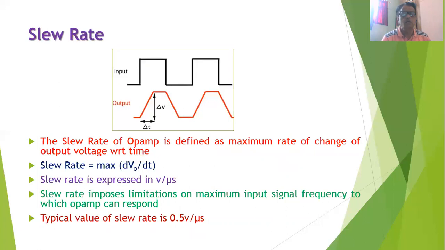The typical value of the slew rate you will find is 0.5 volt per microsecond. So slew rate is an important parameter because it will decide what input signal frequency can be applied so that the operational amplifier will respond properly. If the change in the input is higher than the slew rate, then you may get a distorted output. So if you do not want a distorted output, then this parameter plays a very important role.